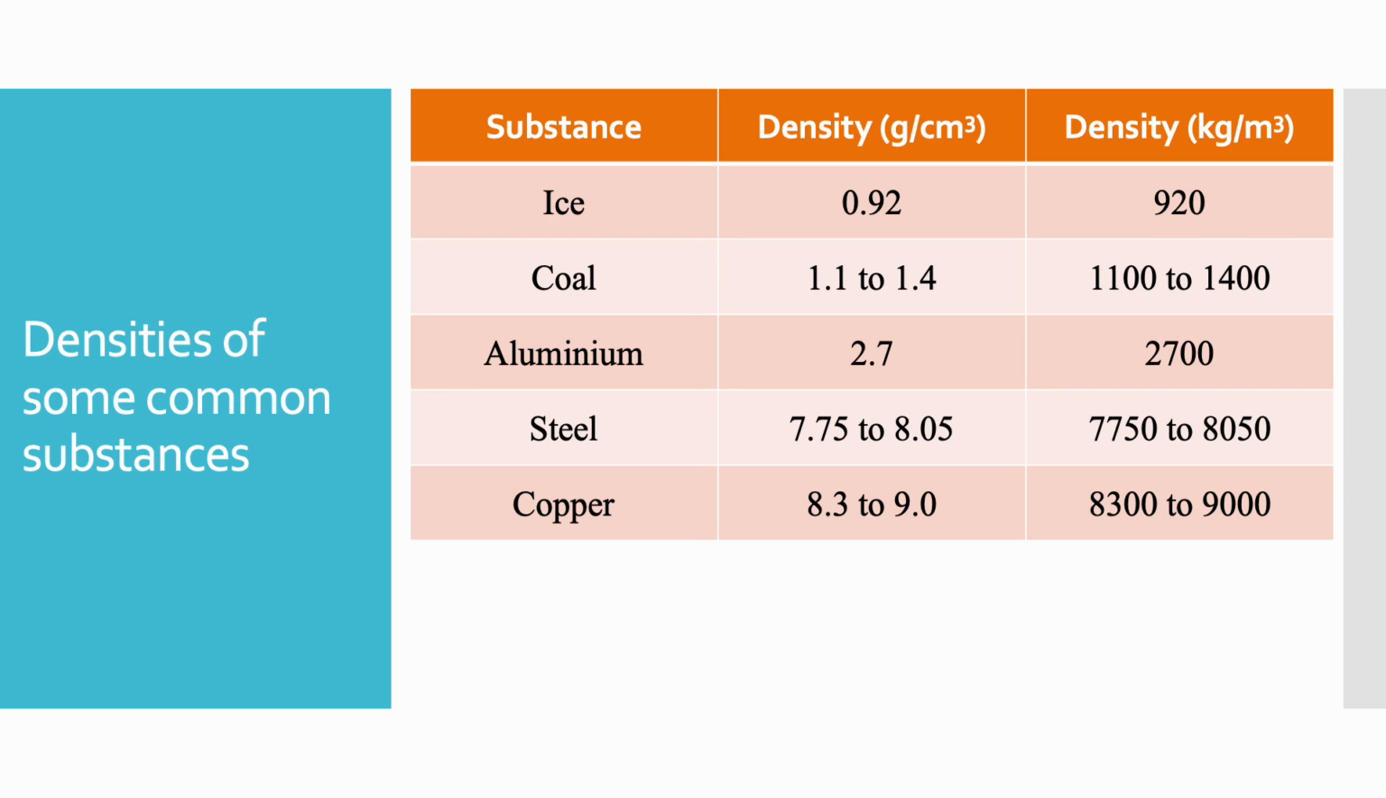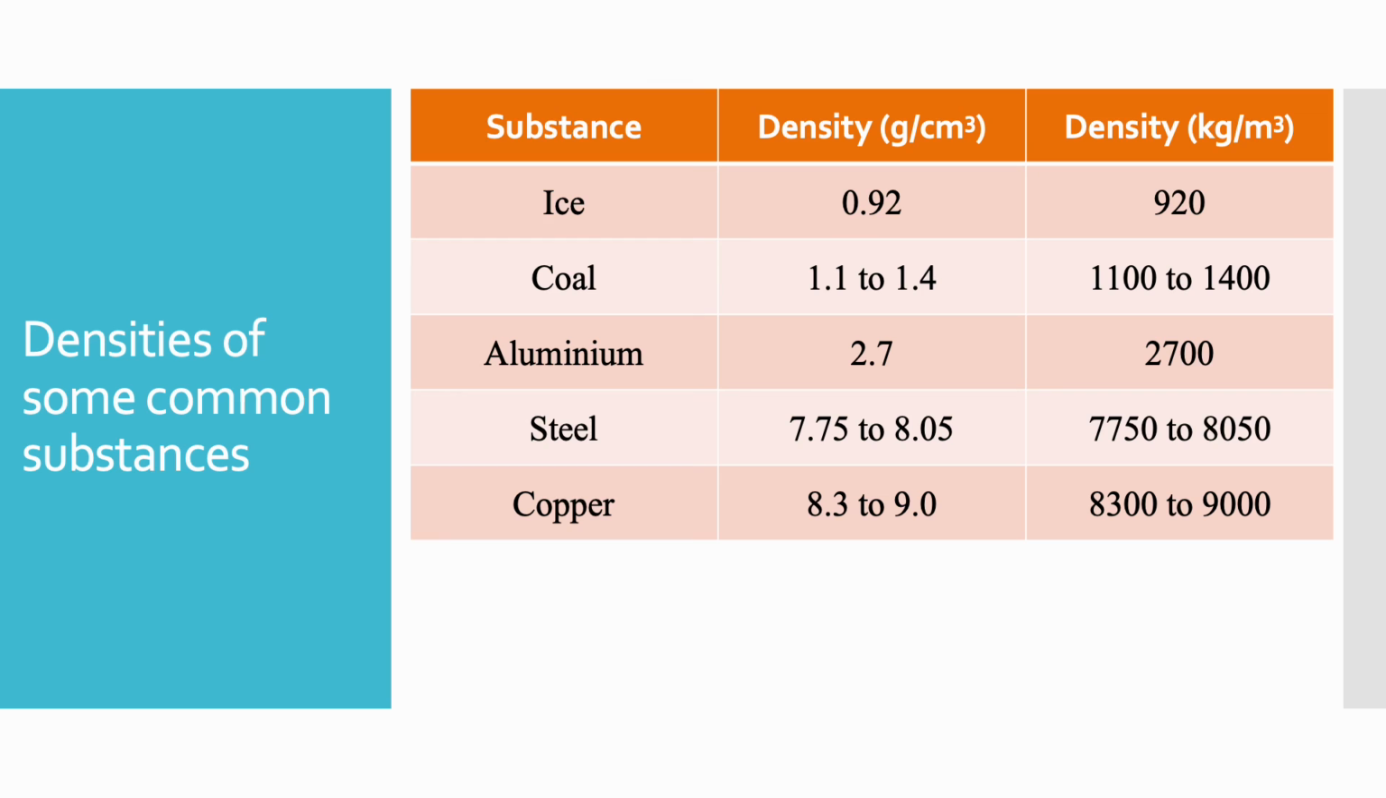Let's take a look at the densities of some common substances that we may encounter in everyday life. This table shows density values in 2 units, gram per centimeter cube and kilogram per meter cube, the SI unit. Let's go through a few examples. Ice has a density of 0.92 gram per centimeter cube or 920 kilogram per meter cube.